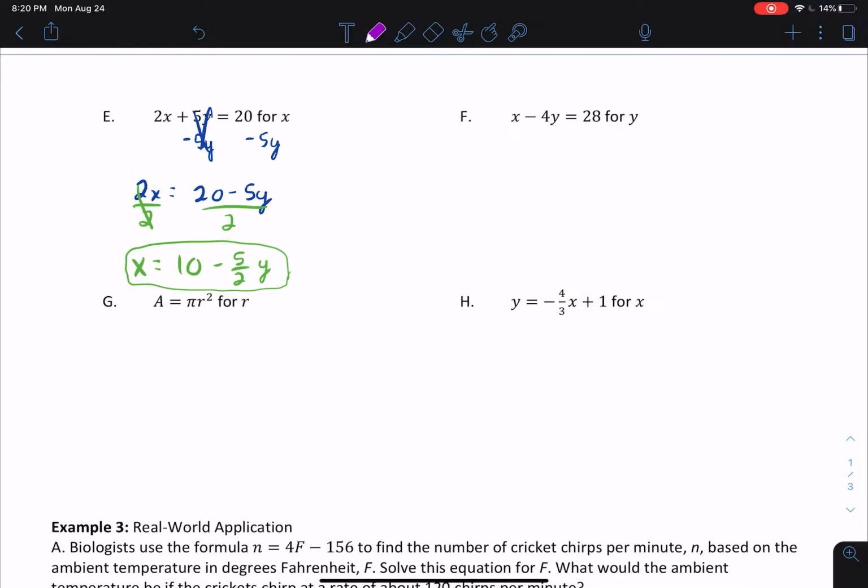If you're going to try F, pause the video, because I'm going to move on to G. We've got A equals pi r squared. Well, that's the area formula for a circle. We want to solve this for r, though. So the first thing I want to do is get rid of that pi.